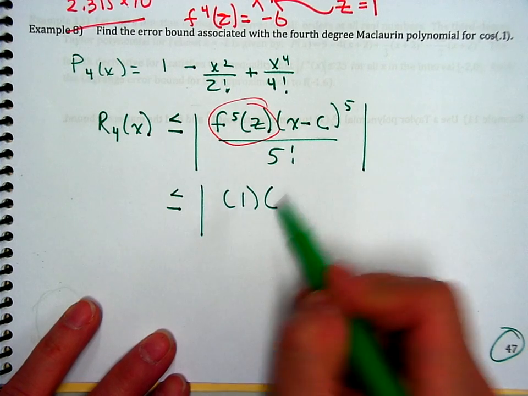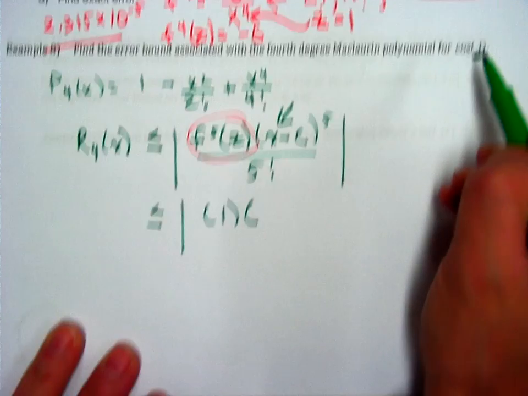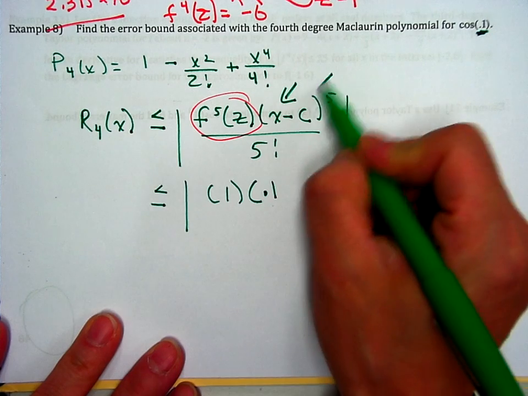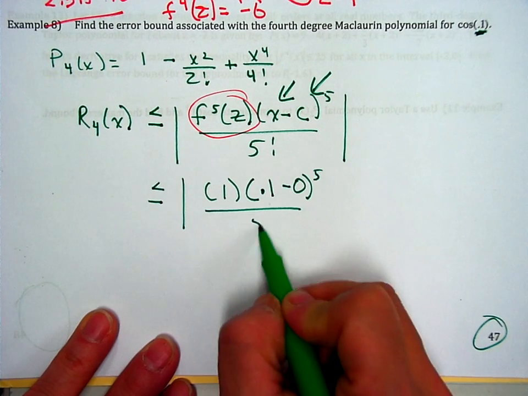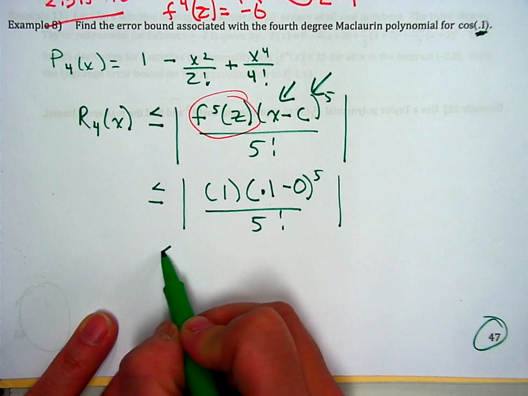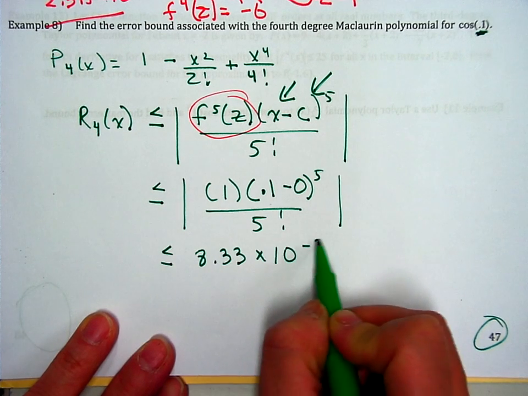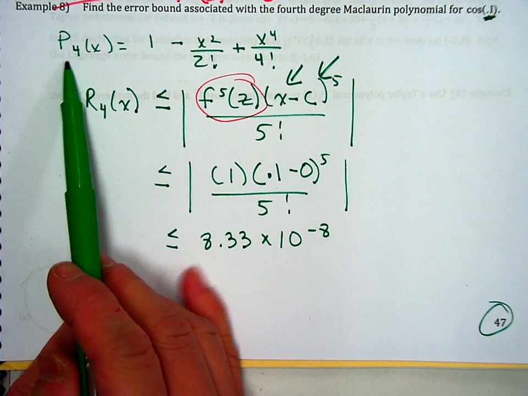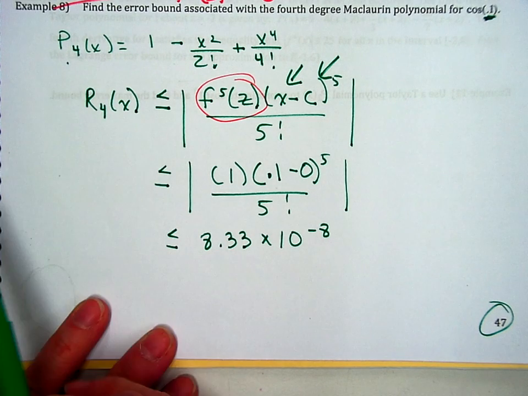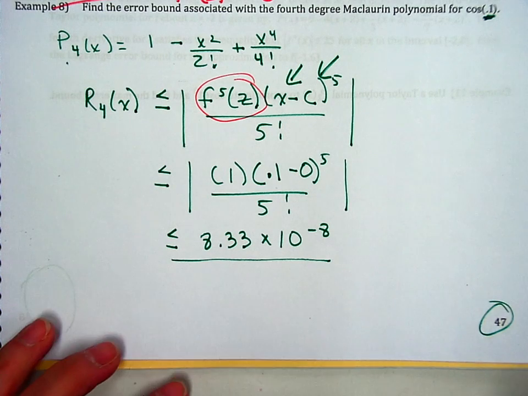This value of x right here is whatever x value that I'm really trying to calculate. So this is 0.1. This c, it is a Maclaurin, so we're centered at 0. Okay, and this is it. And if you type this in your calculator, this is your error bound. So your error of using a fourth degree polynomial to approximate the cosine of 0.1 is something less than 8.33 times 10 to the negative 8.